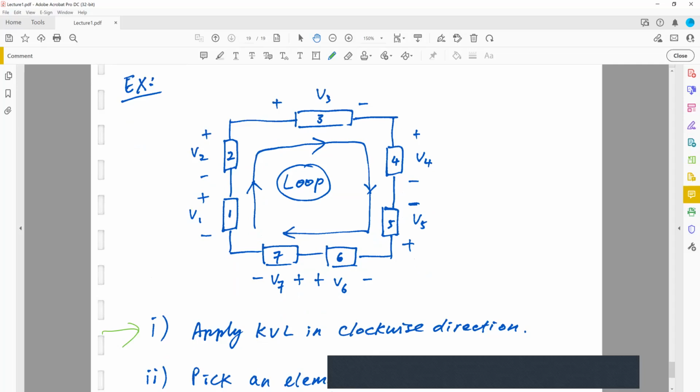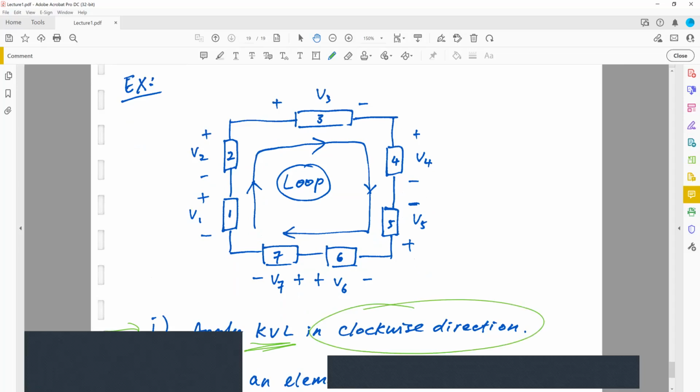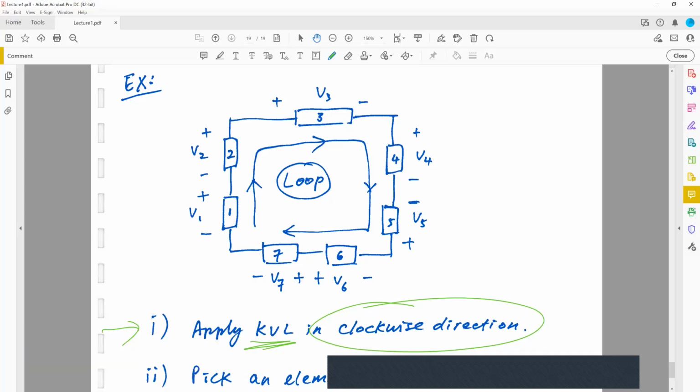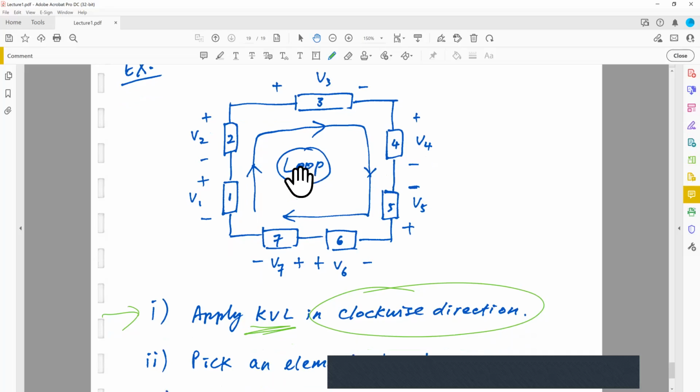As an example, I'm going to apply KVL in clockwise direction. If you know how to do this, you say, okay, I don't want to go clockwise. You can also go counterclockwise, no problem. But for me, I like to go clockwise. That's just how I do it, and that's typically how your textbook does it as well. So that's the convention that most people use. But again, there's nothing wrong going counterclockwise if you want.